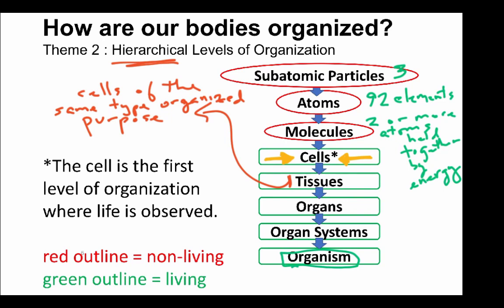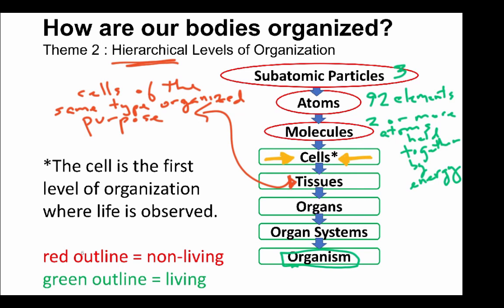Cells of the same type are organized for a common purpose. Right, that's abstract, but in a couple weeks when we start talking about the different types of tissues that make up the human body and the differences between the different types of tissues, I think you'll see that it'll become a lot more concrete.